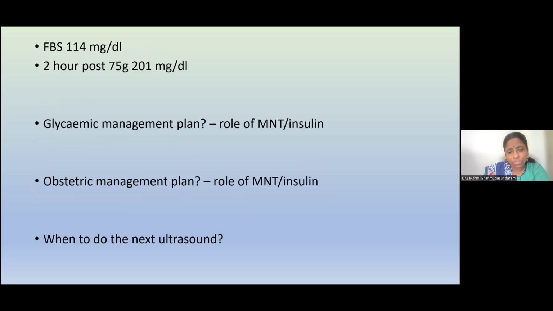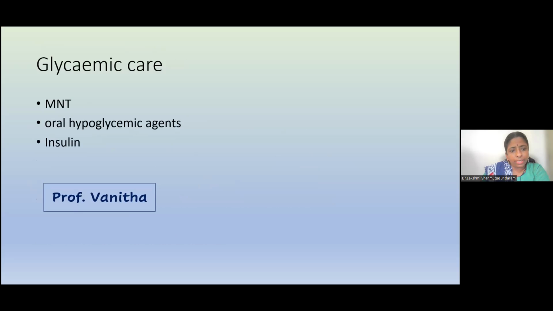We repeat a glucose tolerance test now, and this is the result. We have 114 as the fasting and 201 as the postprandial. So we are going to discuss the antenatal care for this lady who is now already in the late third trimester. I'll start with Professor Vanitha. In this particular scenario, what would be your preference of management, madam?